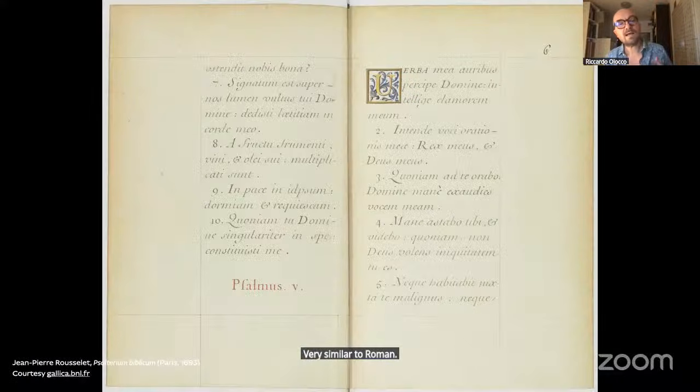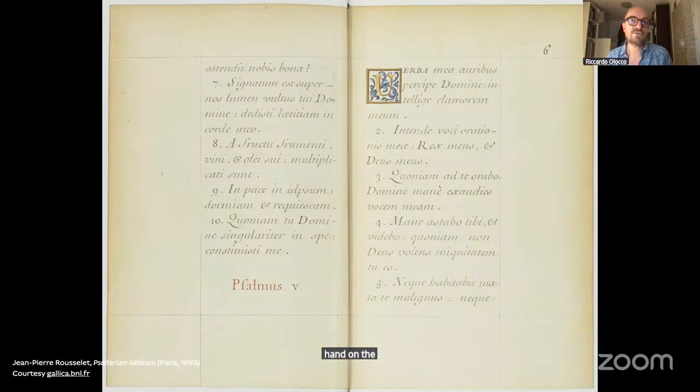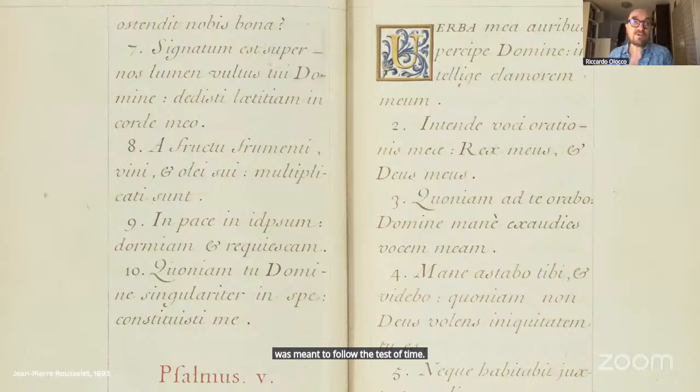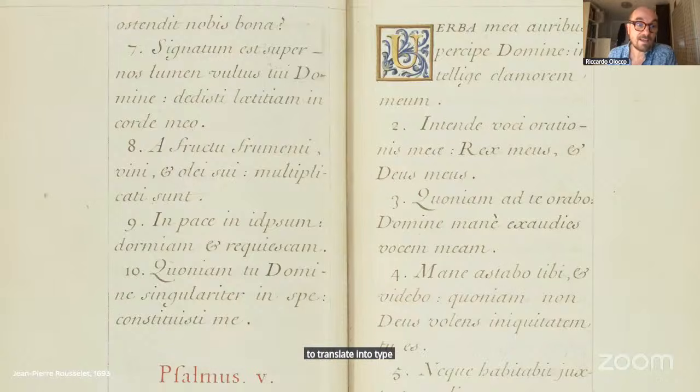We can hardly imagine the powerful influence that these manuscripts had on the craftsmen engaged in the creation of a letter that was meant to follow the taste of the time. Now, I think that Jammes is right when he says that the Romain du Roi was likely an attempt to translate into type the grace and elegance of the calligraphy of Jarry and his successors.